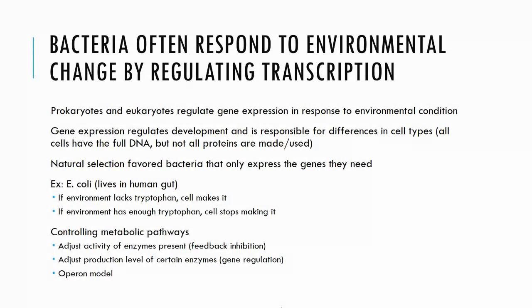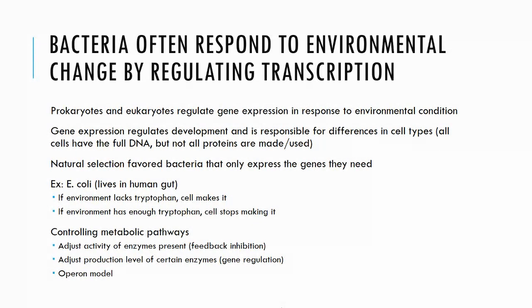Both prokaryotes and eukaryotes regulate gene expression in response to their environmental conditions. Gene expression regulates development and is responsible for differences in cell types because we know that all cells have the full set of DNA, but not all proteins are made and used in every cell. Because we have specialized cells, only certain genes will be on in that cell type. And all of this has happened because natural selection favored bacteria that only express the genes that they need.